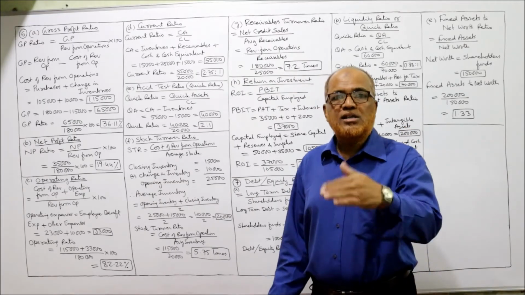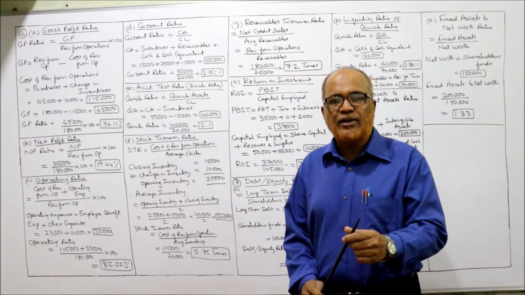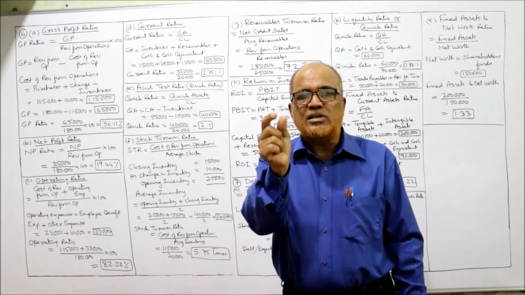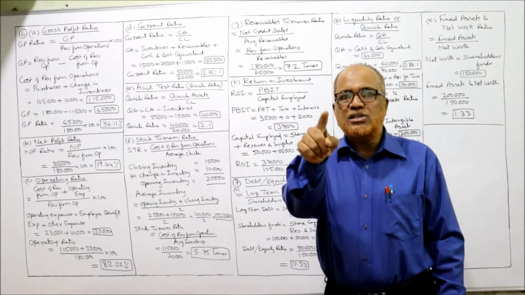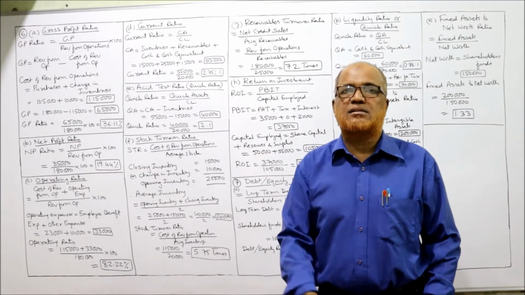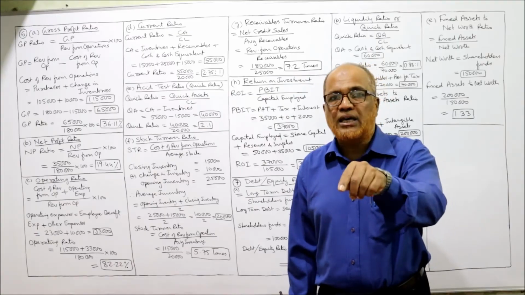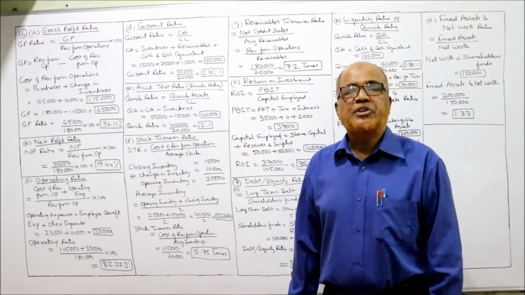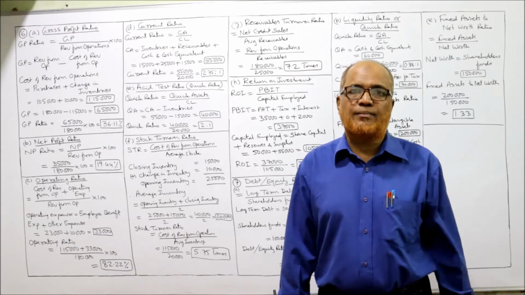Now, what is the opening stock? See here, carefully you concentrate. Change in inventory is given positive 10,000. Positive 10,000 means the closing stock is 10,000 rupees less. The closing stock is 10,000 rupees less than the opening stock. Then only the difference will be positive.